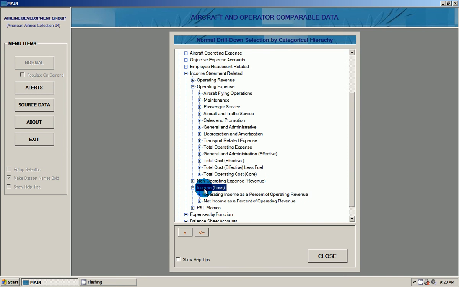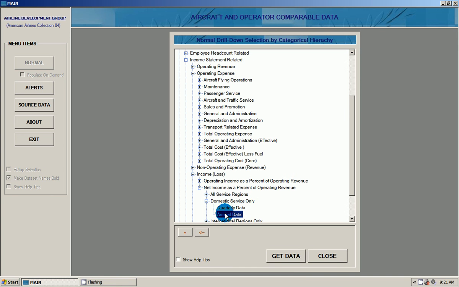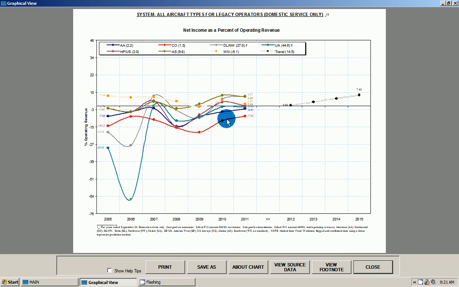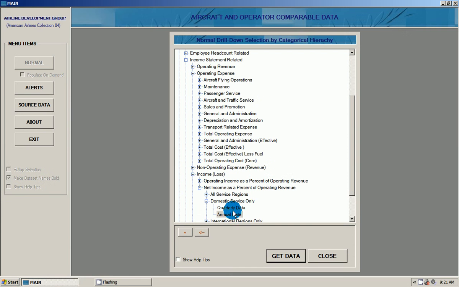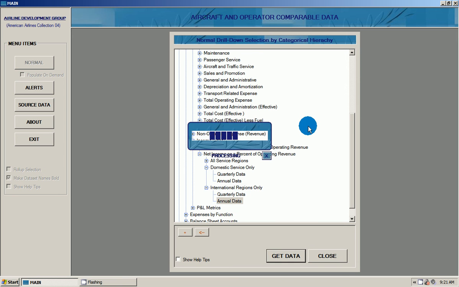Let's look at income related, and we'll look at the net income. Let's look at domestic. So this is the net margin we're going to look at. This is a percent of revenue. It looks like here's American, that lower range. We can also break it out, and we can look at international service. We'll get that.